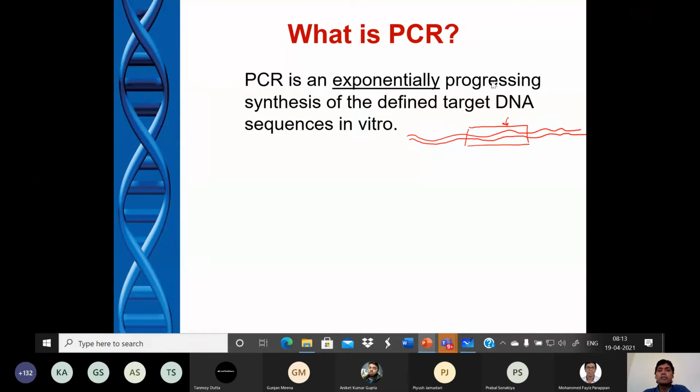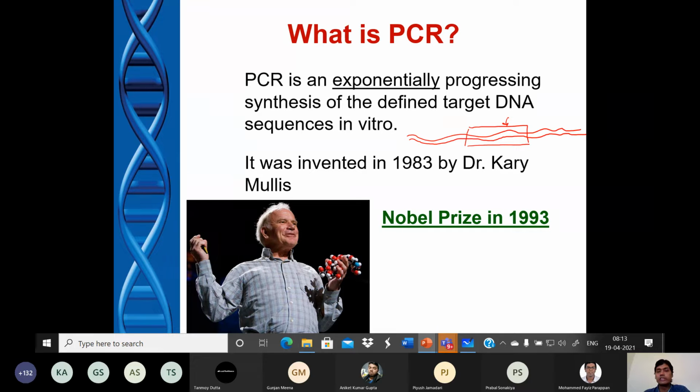PCR is an exponentially progressing synthesis of defined target DNA sequences in vitro. And now the question is why it is called polymerase chain reaction. I will come into that. And before that, I want to tell you that in 1983, this is not very old.